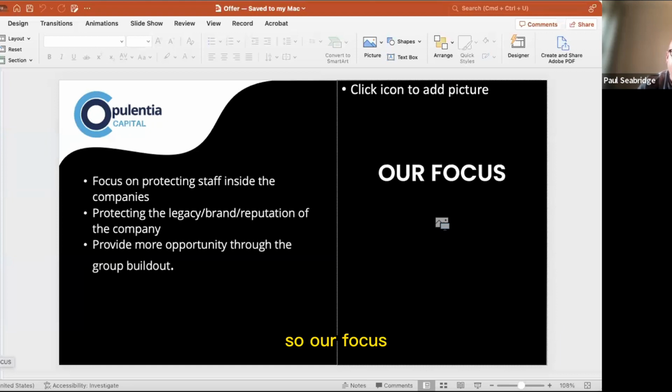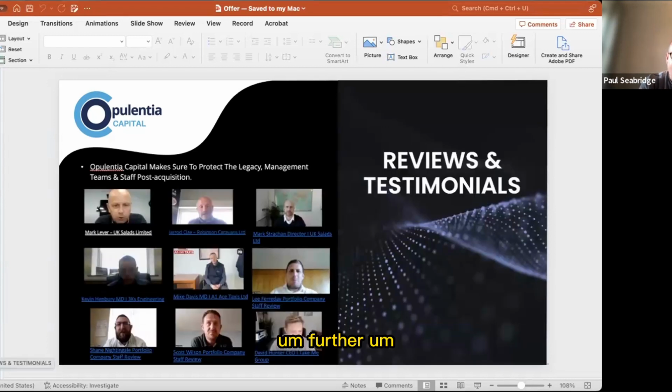So our focus on acquiring the business will then be about really protecting the staff. So it's not about firing anybody, it's about building, empowering people, giving them the tools and resources to hopefully grow the business. And that's all designed to protect the legacy, the brand, the reputation of the company. Yeah, we can then go on an acquisition journey and build the group further.